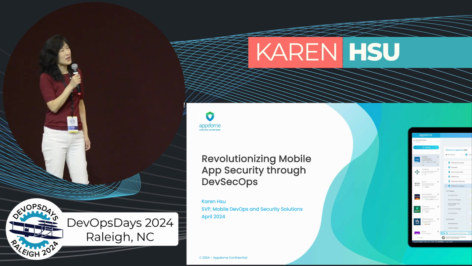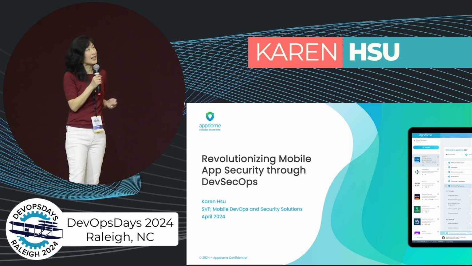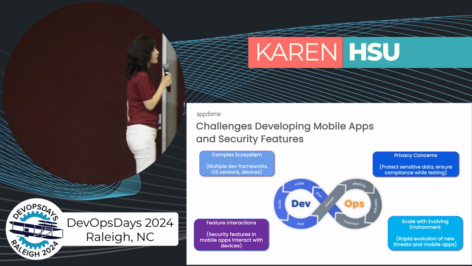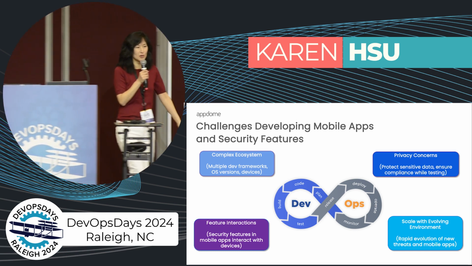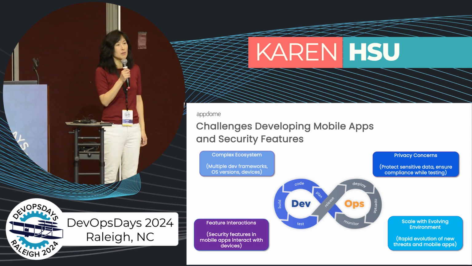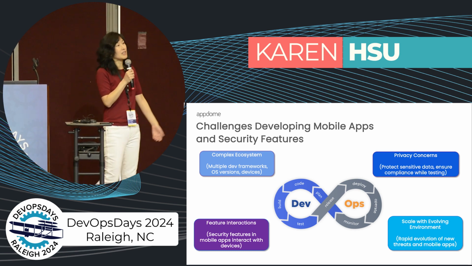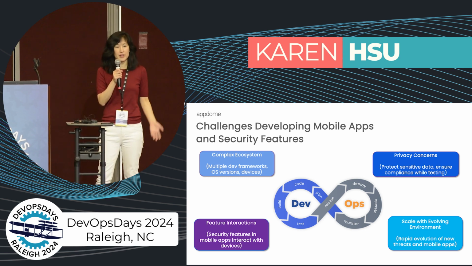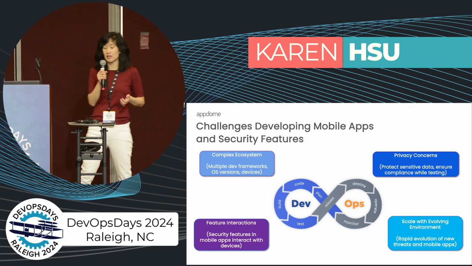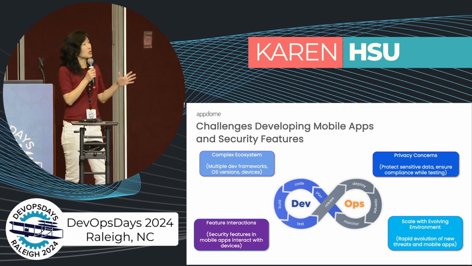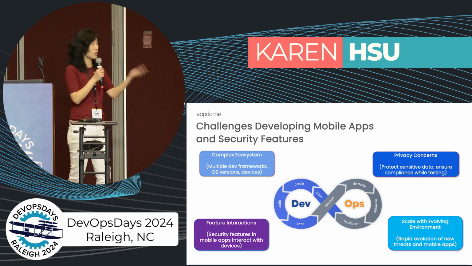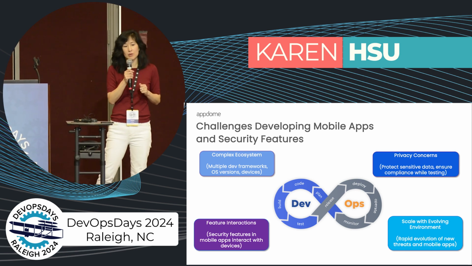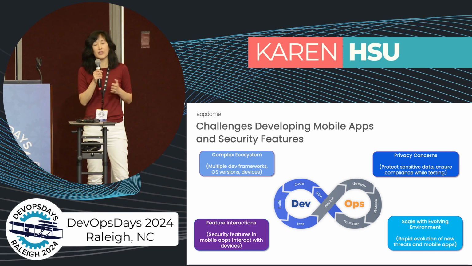And what I want to first start out with are some of the challenges that you might see with mobile DevSecOps and with mobile app development in particular. So handling and supporting multiple development frameworks, many different OS versions, devices. There are particular privacy concerns around protecting sensitive data. A lot of features that are mobile app specific are there because you want to create very sticky features that also have security interactions with the devices. And then finally, scaling with the evolving environment.